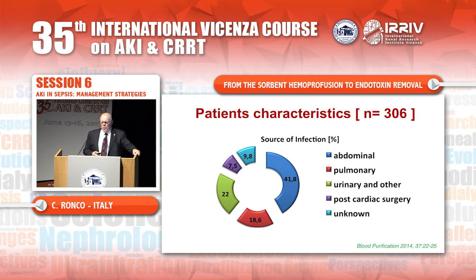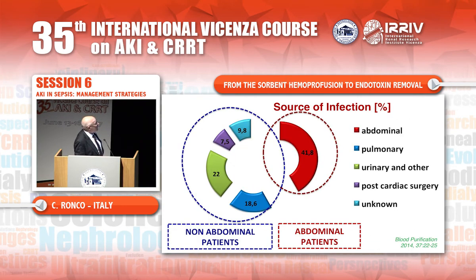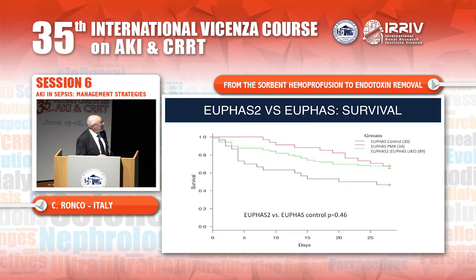And what we found was a different source of infection in our patient group. Interestingly enough, we had 41%, approximately 42%, that were abdominal patients. This is important because to a certain extent, this reproduced very much the patient that we studied in the EUPHAS trial. And in fact, look at the superimposition of the results at 28 days. There is absolutely a confirmation of the data of the EUPHAS trial in the so-called EUPHAS-like group.